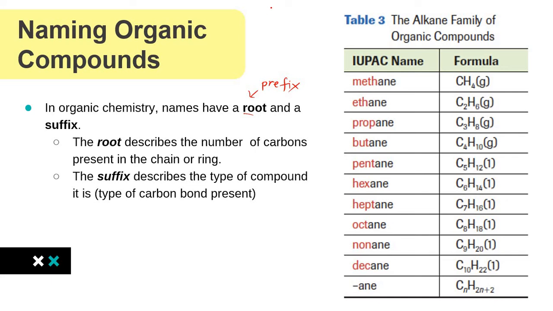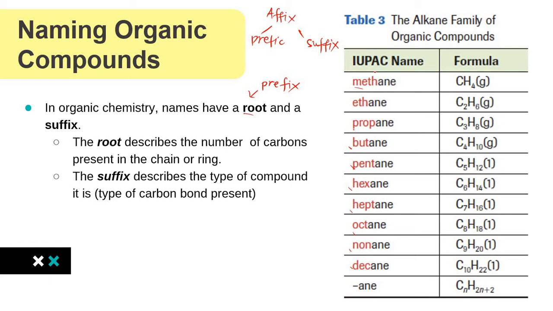So remember, in your English class, you have affixes, and these could be a prefix or a suffix. A prefix is something that you add before the word, and a suffix after the root word. The root describes the number of carbons present in the chain or ring. These are the ones in red. So these are things to remember: meth, eth, prop, but, pent, hex, hept, oct, non, dec. So this corresponds to a number.